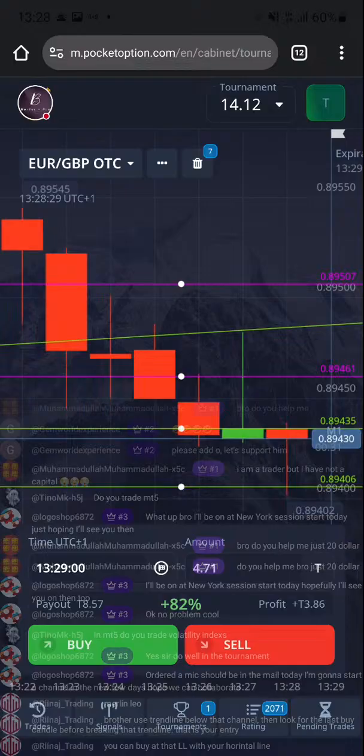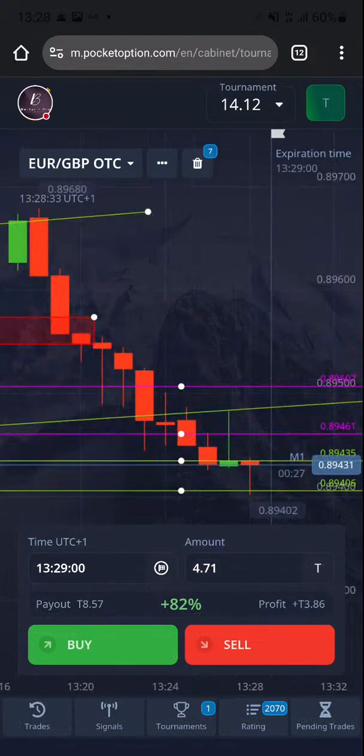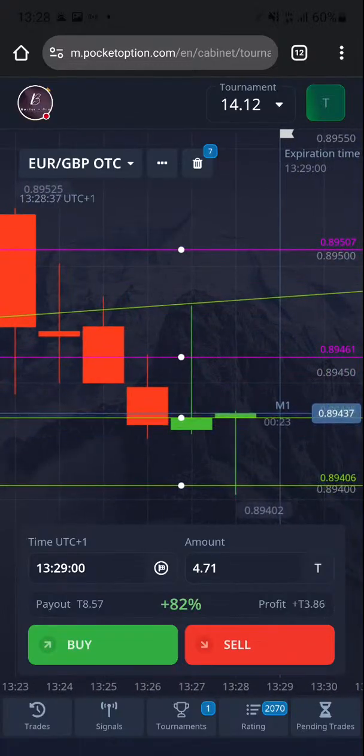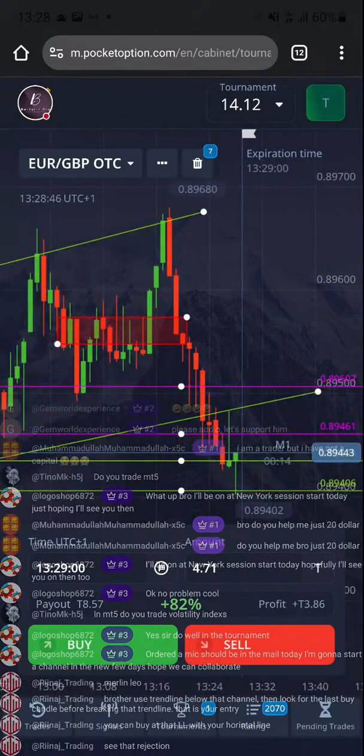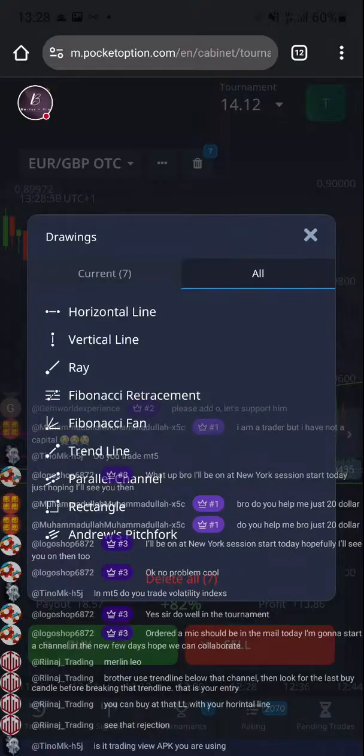Yes, I can buy at the horizontal line. Okay, no problem. The entry has passed now. I can't enter it again. Yeah, I can see the rejection now. It's actually a demand area. Maybe I should mark the demand. Let's mark the demand together.